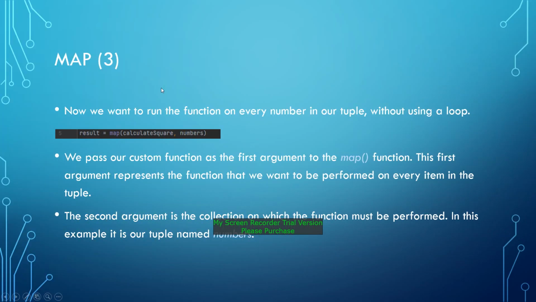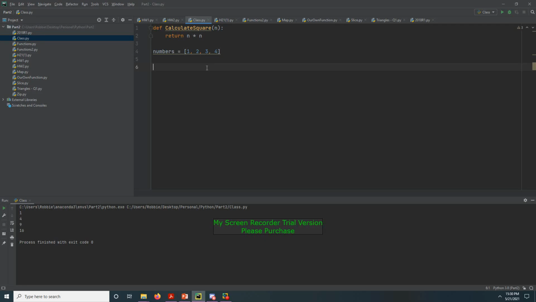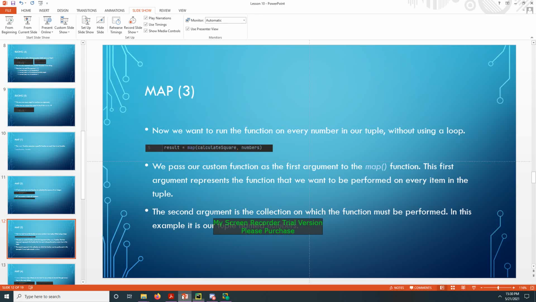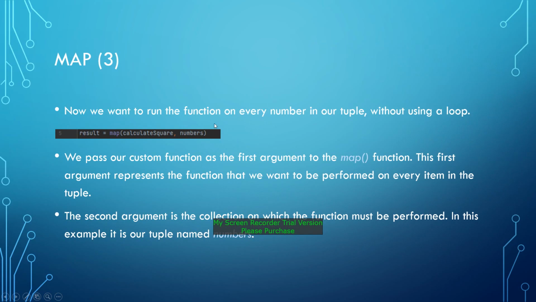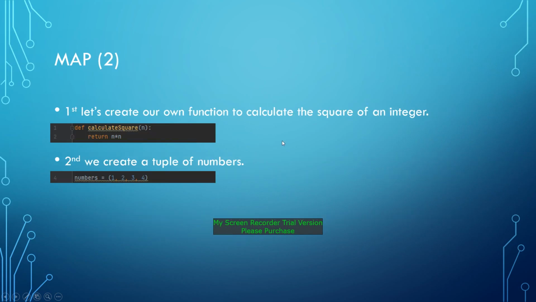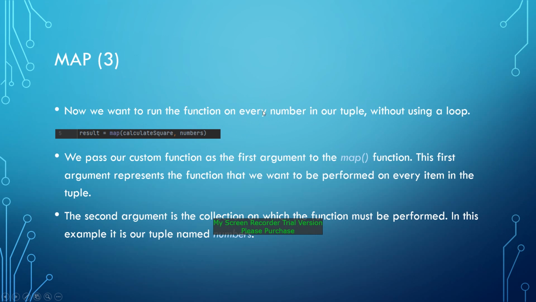So this is where Python is a little bit more easy to use. Python has all these little functions to make our lives easier as we get to know them. So we want to run the function on every number in our tuple or list. Okay, so I created a list instead of a tuple. Let's create a tuple instead. As you remember, tuples are very similar to lists. The only difference being they use less memory and they cannot change once they are created. All right. So, okay, so instead of a list, I made a tuple. Okay, so now we want to run our function on every number in our tuple without using a loop.